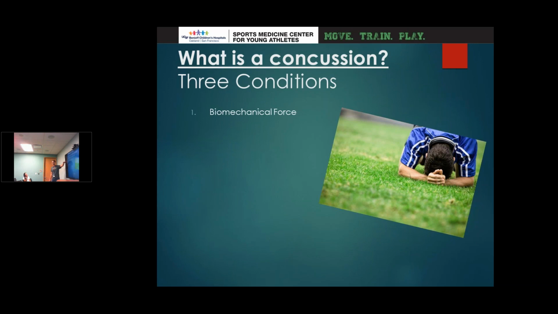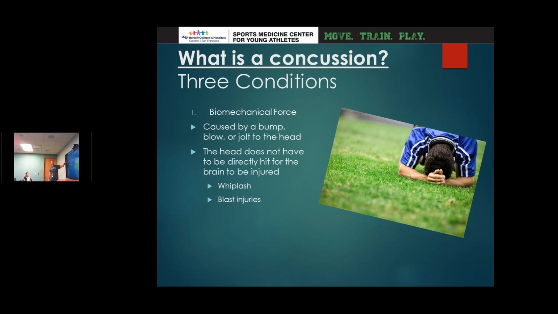The first step is you have to have biomechanical force, meaning that there has to be some sort of bump, blow, or jolt to the head, or the head does not have to be directly hit for a brain to be injured. Think of a whiplash or blast type. I've seen a doctor's report say, well, on a motor vehicle accident, for example, a rear end injury, they didn't have a concussion because they didn't hit their head. But a whiplash injury can definitely cause a concussion. So think back to those videos. Was there a mechanism of injury for each one of those videos? Yes, absolutely there was. So we have the first possible condition for a concussion.